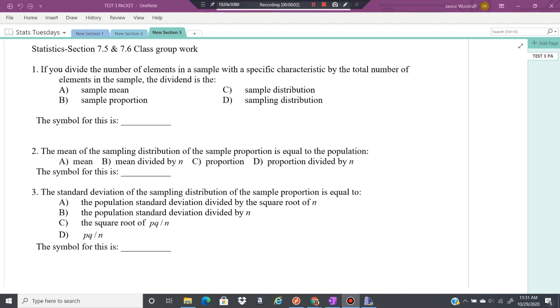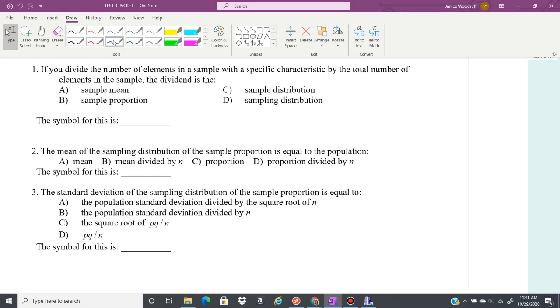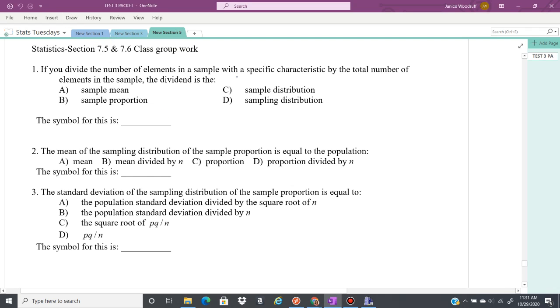Okay, so for the 7.5, 7.6 group work, we've just got some vocab first. If you divide the number of elements in a sample with a specific characteristic by the total number of elements in the sample, the dividend is the sample proportion. Okay, so that is the sample proportion: dividing the number of elements with that characteristic, so brown eyes, out of the total number of people in the sample. Like our very first example, 8 brown eyes out of 10 people. The symbol for this is p hat.